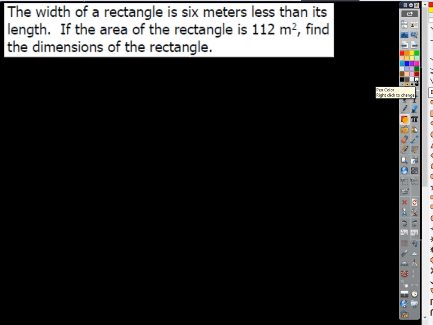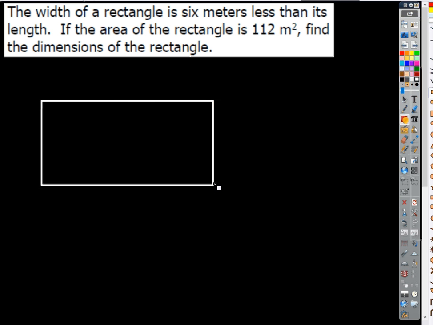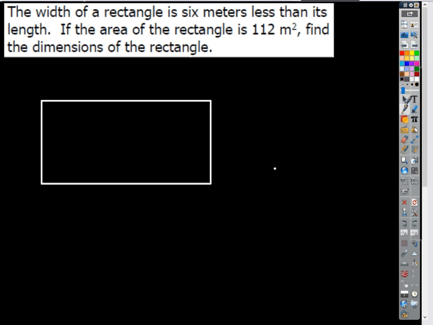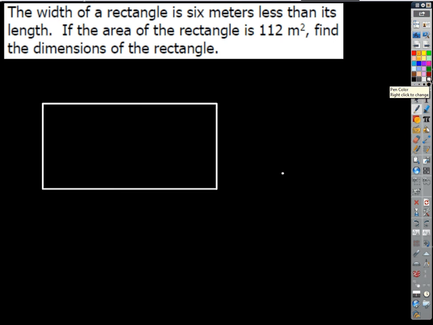Okay, so we want a rectangle, right? What are the dimensions of the rectangle? Well, the area is 112. It's L minus 6 squared. Okay, so here's my picture of my rectangle.